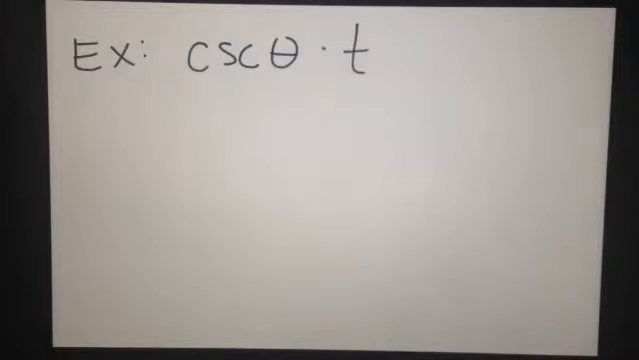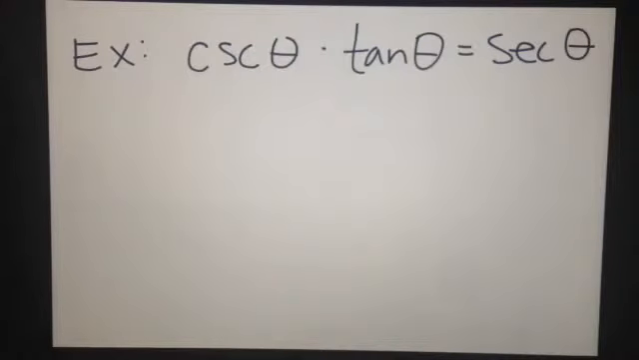Okay, let's do one that's maybe a little bit more simple, hopefully. This one says cosecant theta multiplied by tan theta equals secant theta. So in this problem, the left side of the equation is definitely the more complicated one.